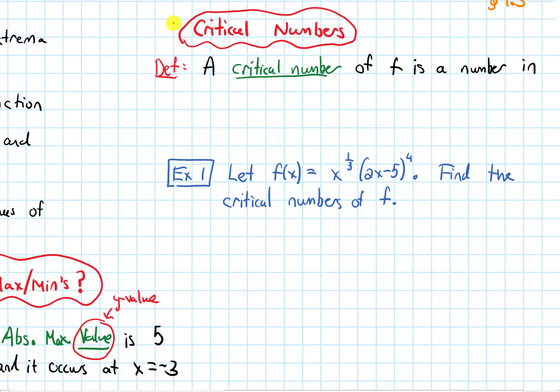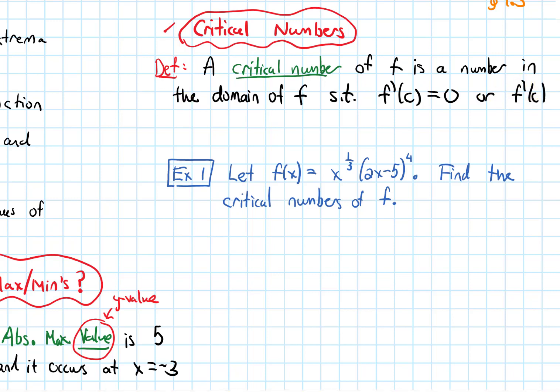In this video, we will talk about what critical numbers are and how to find them. So I want to begin with the definition, which says that a critical number of some function f is a number in the domain of f. So it has to be a number in the domain of our function, such that f prime of c is either equal to 0 or f prime of c is undefined.